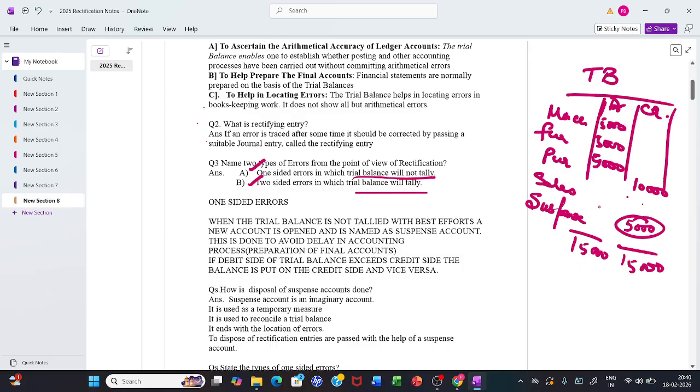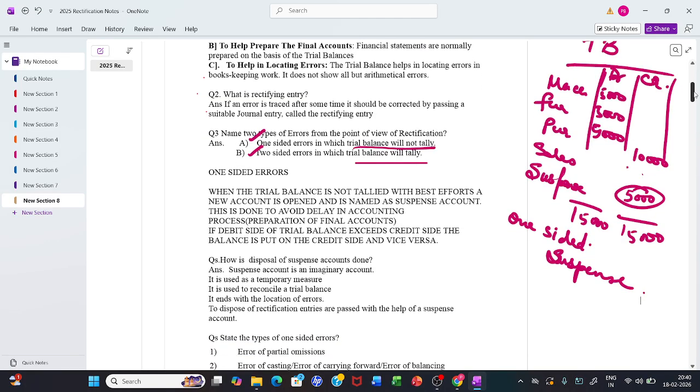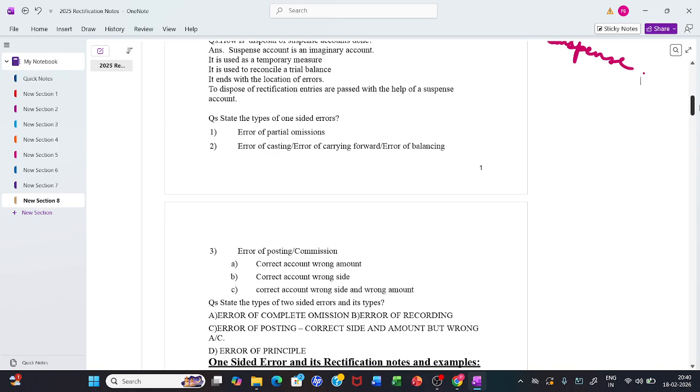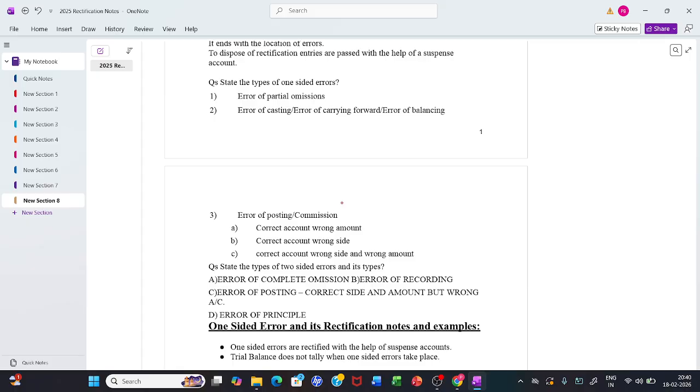We can't keep accumulating it. We have to close it. We will be given time to find out what went wrong and rectify it. So when the trial balance does not tally, we transfer the difference to suspense account. So one-sided errors are rectified with the help of suspense account. That's the first thing we need to remember. You will not be asked to prepare a suspense account, but you need to know what it is, which has been covered here.